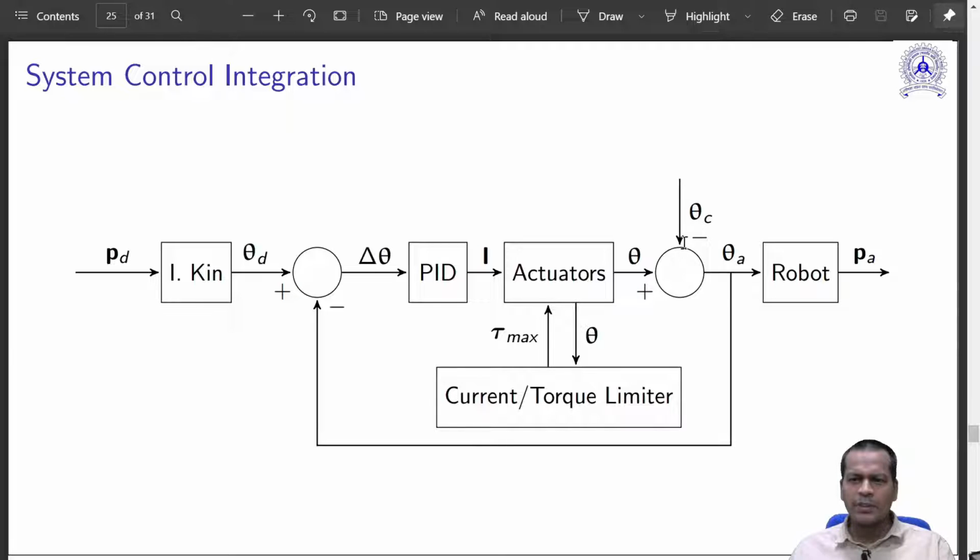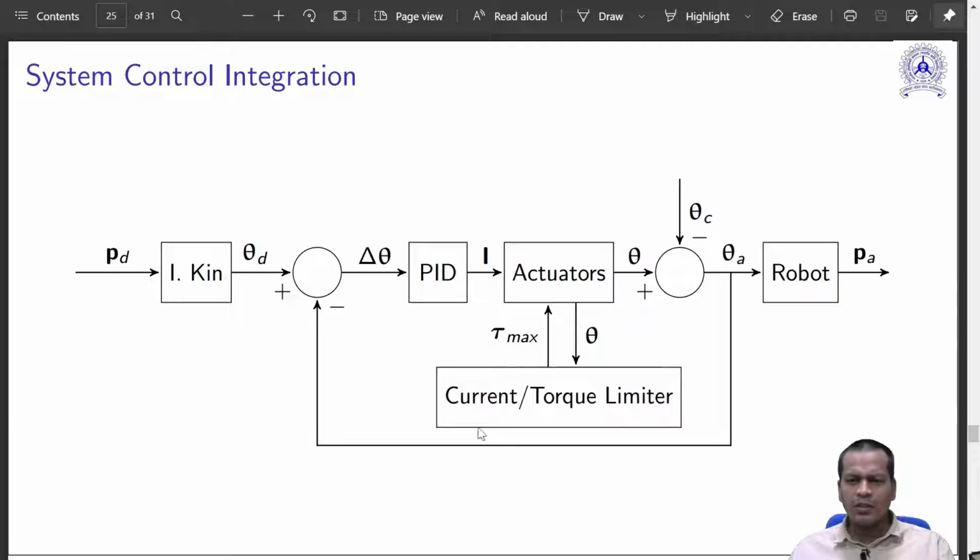So what happens? The actual angle which the actuators are giving you is fed back to the controller. Compared to the desired angle, the error goes to the PID controller. Yes, there is a PID controller inside. That goes to the actuators, and the actuators give you an angle. Additionally, it can also give you feedback of the joint angle.